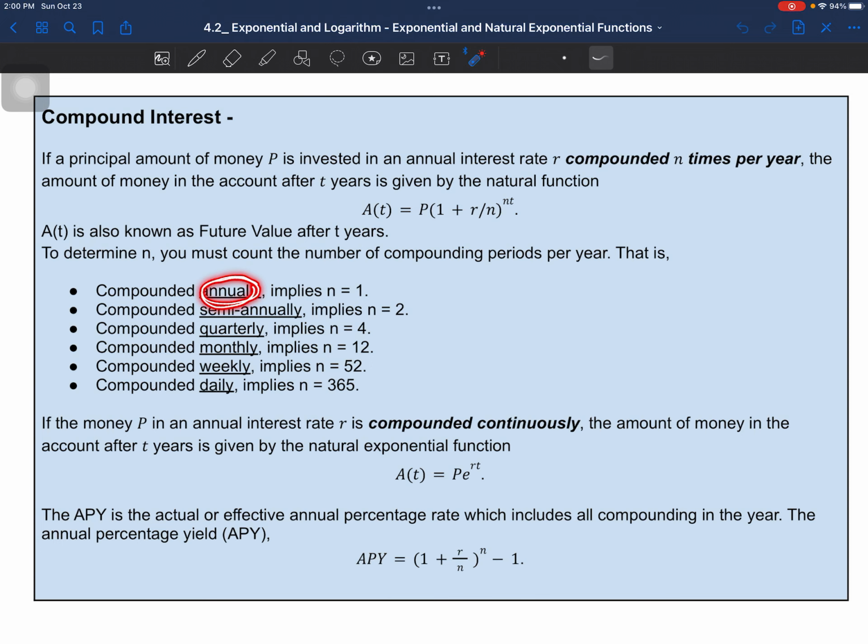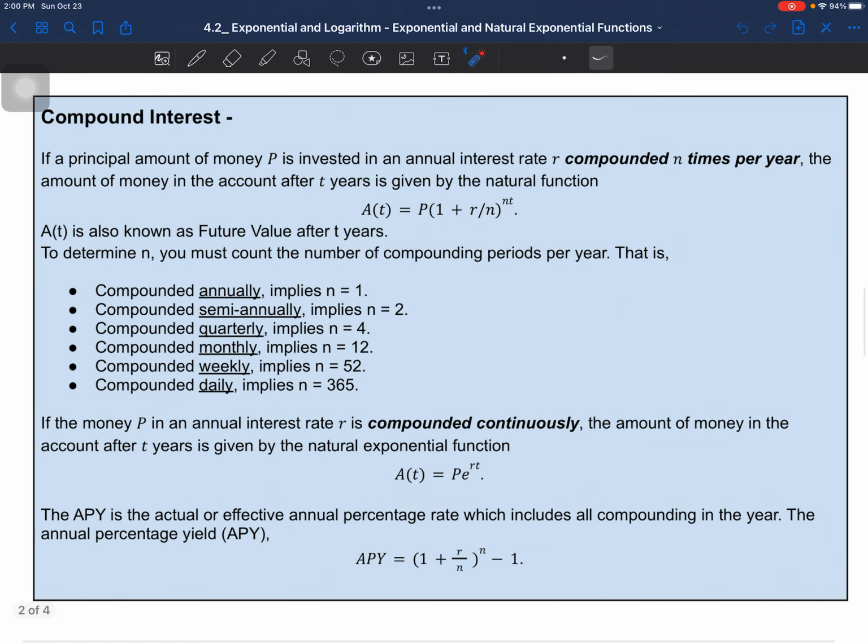For example, if you are given a problem that is compounded annually, that means 1 year, so the period is 1 year. Then you have to ask yourself, how many periods of annuals are in 1 year? Well, that's kind of straightforward, right? There's only 1 year in 1 year. If it's compounded semi-annually, semi-annually is what we call half a year. So how many periods of half years are in 1 year? Well, there are two of them, right? So there are two periods.